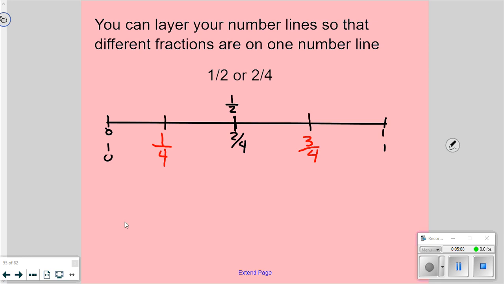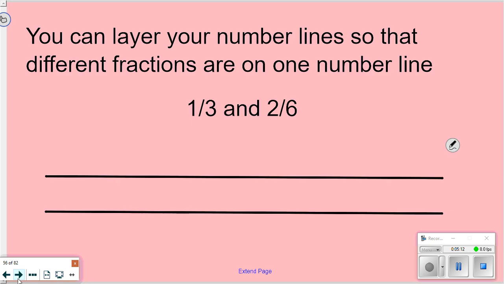Okay. We're going to do another one. You don't need to rewrite the words, but I do need the fractions. We're going to be looking at 1/3 and 2/6. Go ahead and write the two fractions and draw two number lines. We're going to separate them and then we'll smush them together in a moment. No, we're going to do them separate first.